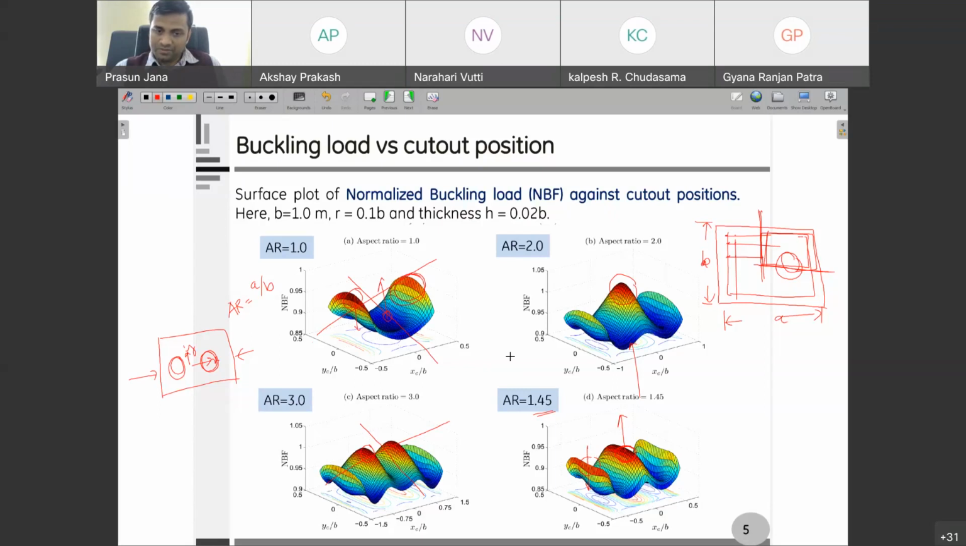That means an intuitive guess of where the maximum can be, where the optimal location of the cutout can be, is not possible. So we have to go with a formal optimization scheme or optimization technique to arrive at that. So that is the motivation, and then we'll set up this problem.